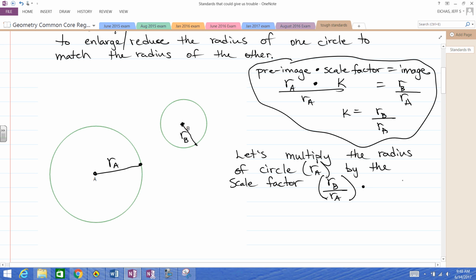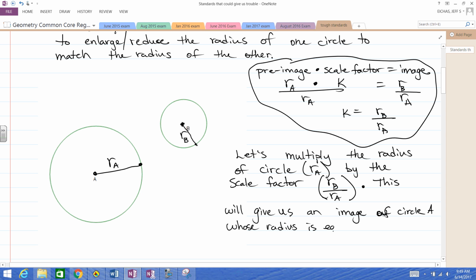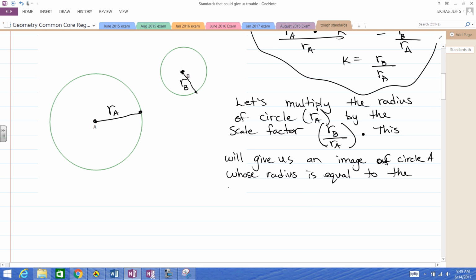Okay. This will give us an image of circle A whose radius is equal to the radius of circle B.